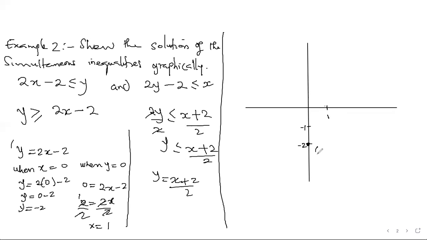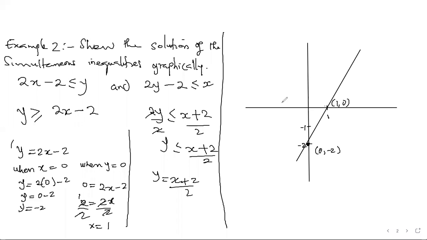So this is 0, minus 2, and this is 1, 0. So I can draw the line now. The line will pass through here. It's a continuous line, so I'm fine. That's the line. It's continuous because it has equals.